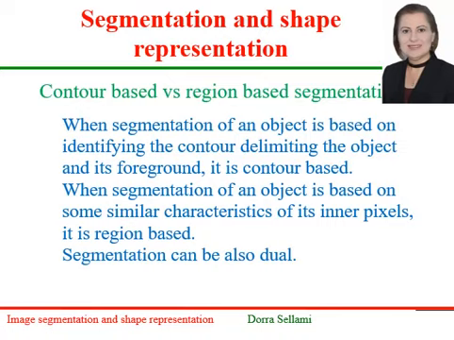When segmentation of an object is based on identifying the contour delimiting the object and its foreground, it is contour-based. When segmentation of an object is based on some similar characteristic of its inner pixels, it is region-based. Segmentation can also be dual.